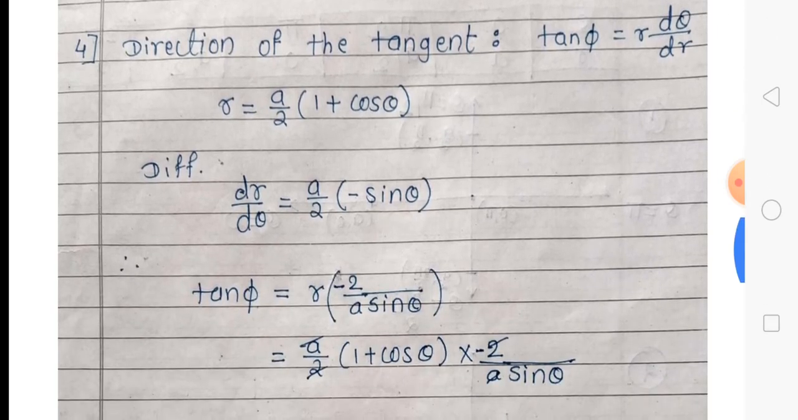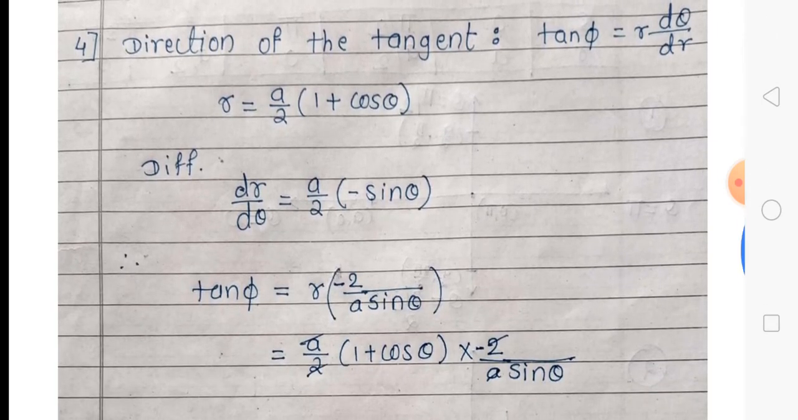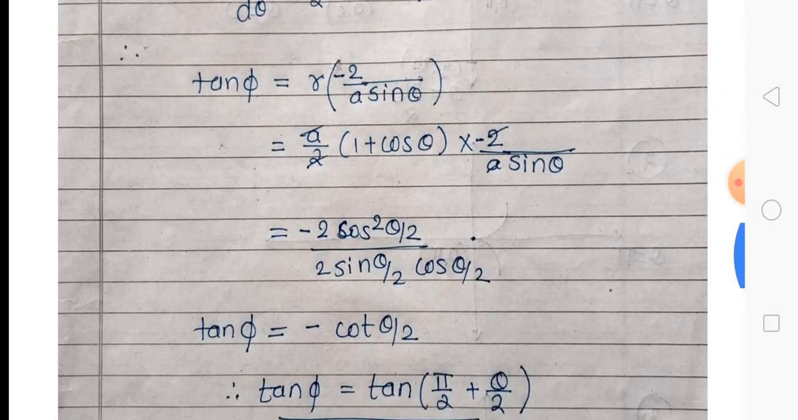Next, we find the tangent. For the direction of the tangent, tan phi is equal to r d theta by dr. For this, first we find the derivative of r with respect to theta. We get here the derivative is a by 2 times (minus sine theta). Now put the value of d theta by dr in tan phi. Therefore we get tan phi is equal to r times (minus 2 upon a sine theta). Simplify this, put the values.